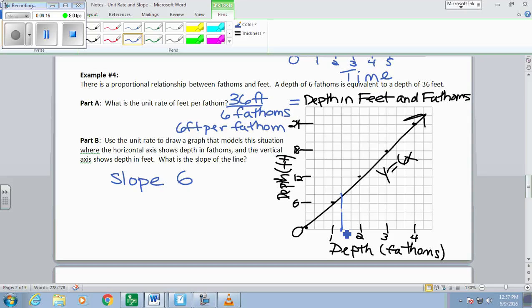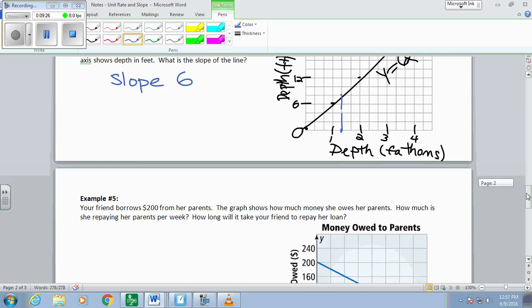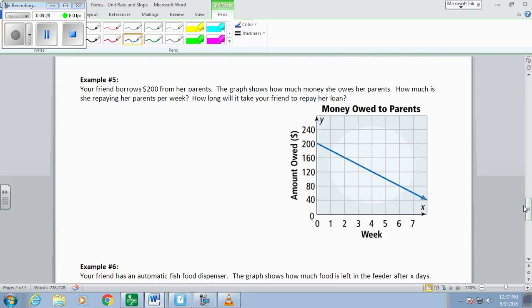We have to make sure we have our label for the depth. Your feet is on the y-axis, your fathoms is on the x. I connected my dots, put an arrow at the end of the line, and labeled the line. Example number 5 says your friend borrows $200 from her parents. Those are nice parents. The graph shows how much money she owes her parents. How much is she repaying her parents per week? How long will it take your friend to repay her loan?